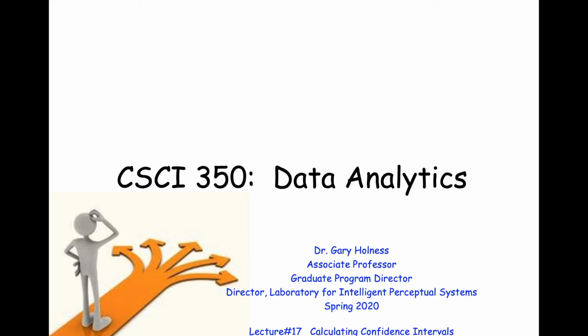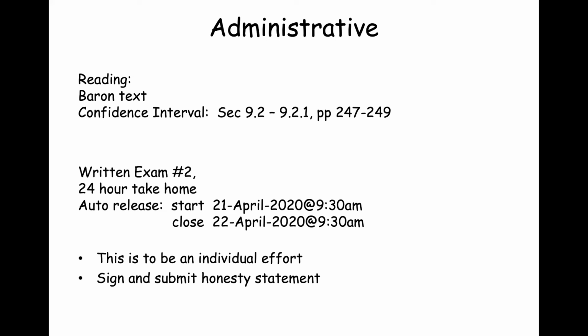And so a little bit of the administrative bits: the reading for confidence intervals, both what they are as well as how to calculate them, is section 9.2 up through 9.2.1, including 9.2.1. It's only 2 pages. I know what a 2 pages it is. Please make sure you are doing that reading. You might find you need to consult some outside sources.